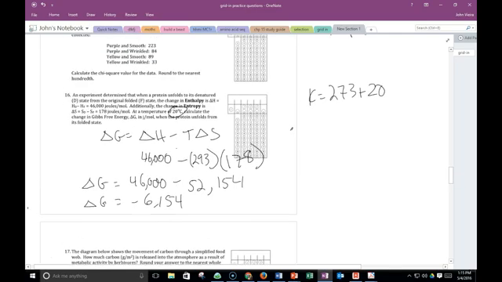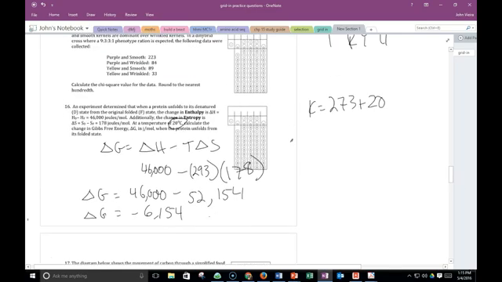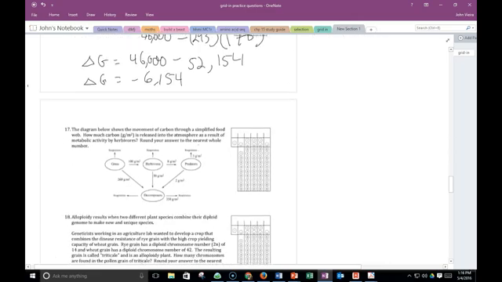I don't think they're asking you to round, but you can do it as a whole number. So you're going to be negative 6,154. Put the negative right there. Is this going to be a spontaneous or non-spontaneous chemical reaction? Spontaneous. So this is going to be exergonic, so you're releasing energy into the atmosphere because the final products have less energy than the initial products. So this is an exergonic chemical reaction.